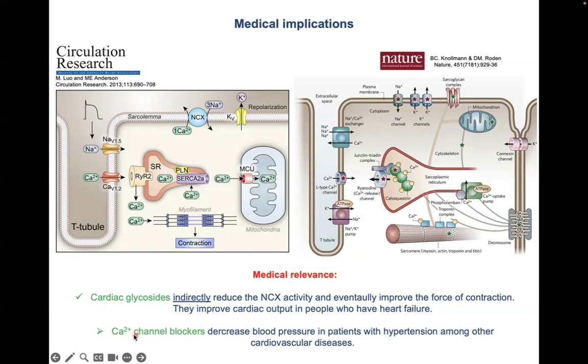We can also apply calcium channel blockers for many different medical purposes. One of them is to reduce the afterload. We have afterload, we also have hypertension. Calcium channel blockers decrease blood pressure in patients with hypertension, among other cardiovascular diseases. Also, they can be utilized to combat some forms of arrhythmias, but I will dedicate a separate part.